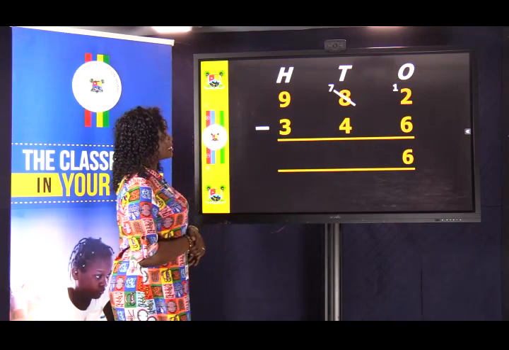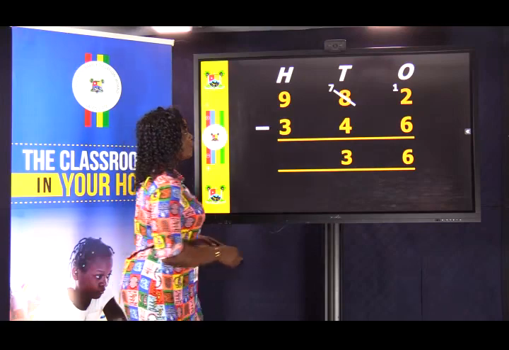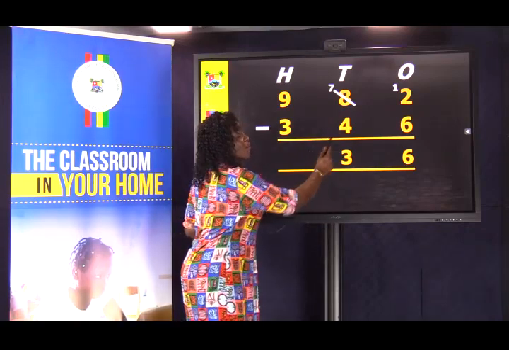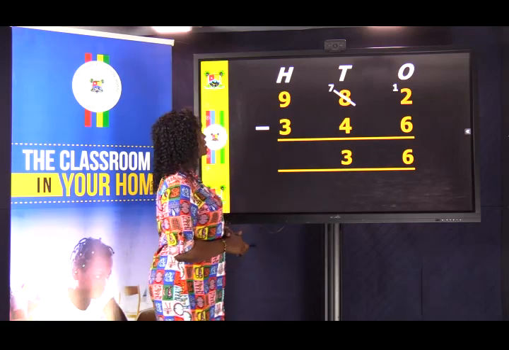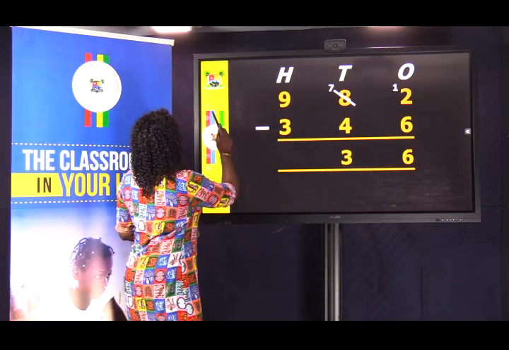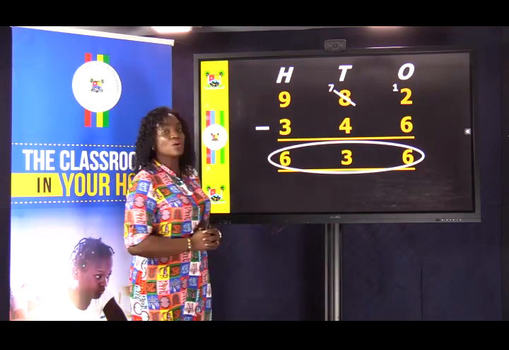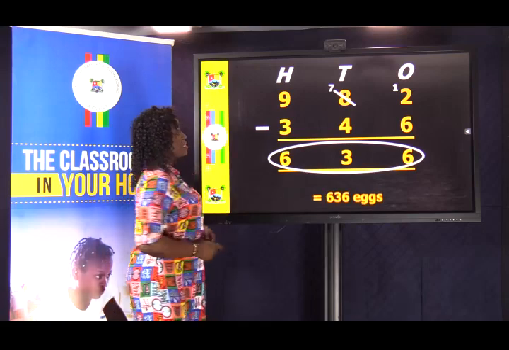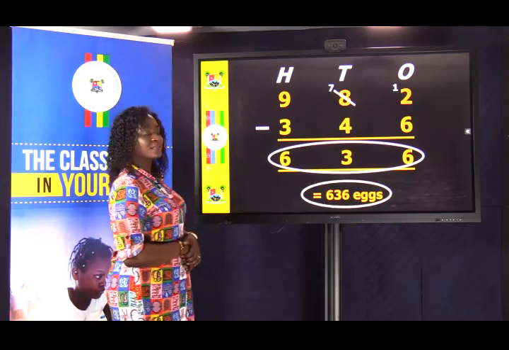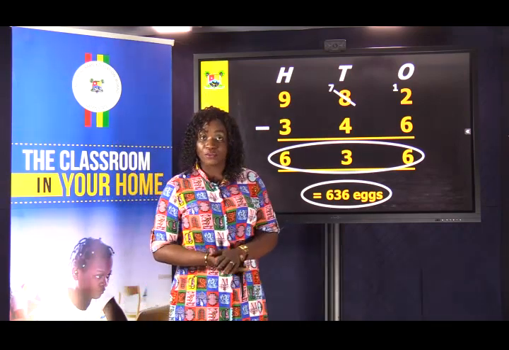12 take away 6 is 6. 7 take away 4 is 3. Remember, you can't say 8 take away 4 again because you have removed 1 from 8 to get 7. Then you go to the hundreds column. 9 take away 3 is 6. So how many eggs are not cracked? That is 636 eggs. Did you get that sum correctly?